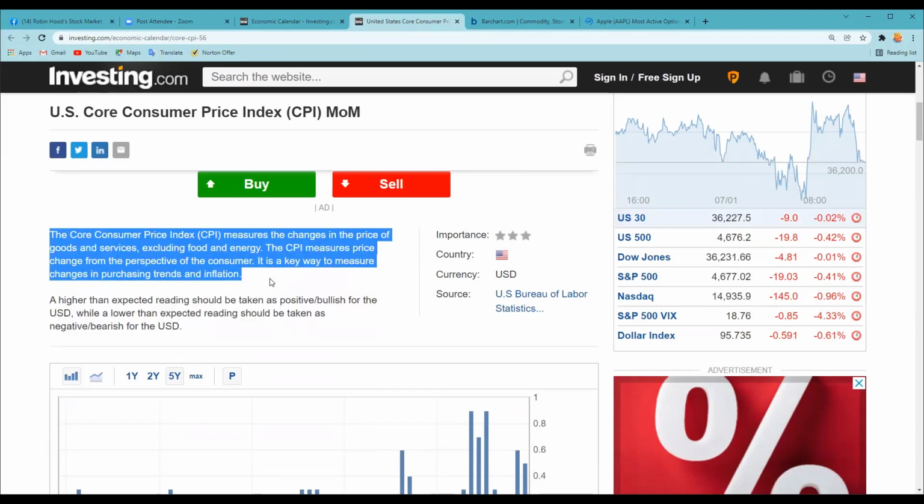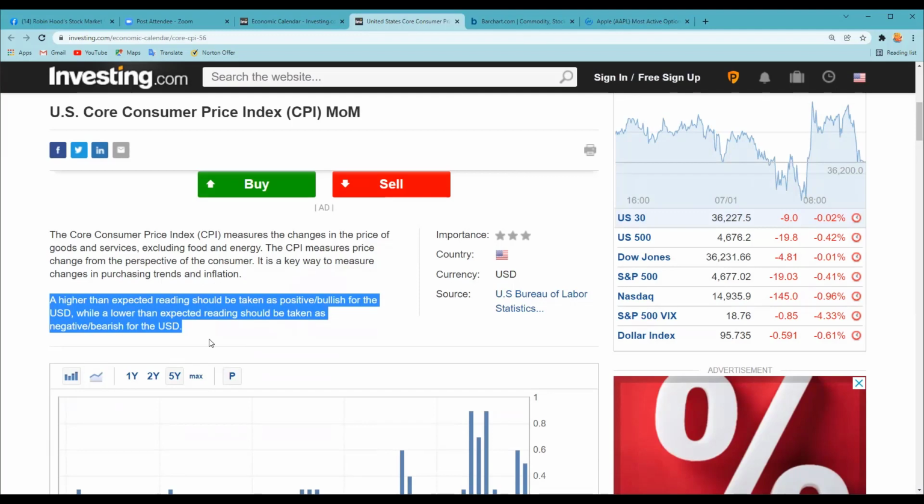So the CPI is the core Consumer Price Index that measures the changes in the price of goods and services, excluding food and energy. The CPI measures price change from the perspective of the consumer. It is a key way to measure changes in purchasing trends and inflation. A higher than expected reading should be taken as positive or bullish for the US dollar or the stock market, while a lower than expected reading should be taken as negative or bearish for the US dollar or the stock market.